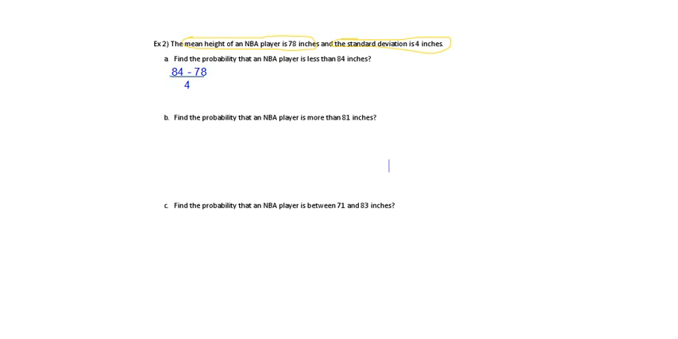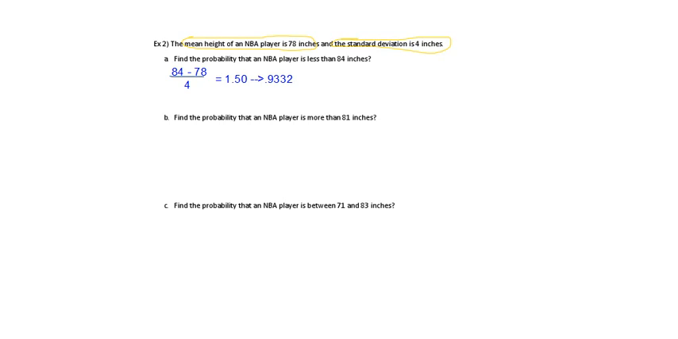If you put that into the calculator, our z-score is going to equal 1.50. And if you were to look that up on the chart, 1.50 corresponds to a probability of 0.9332. Just like that.